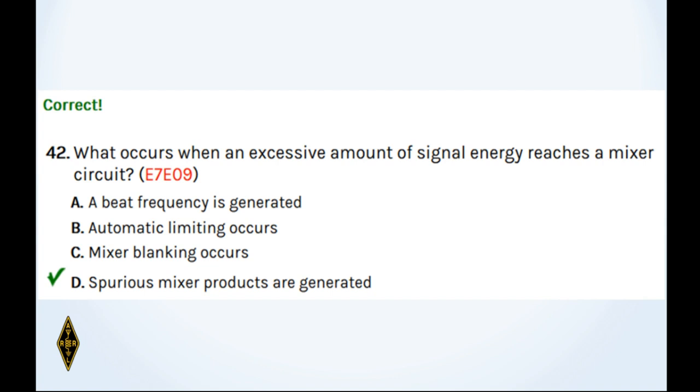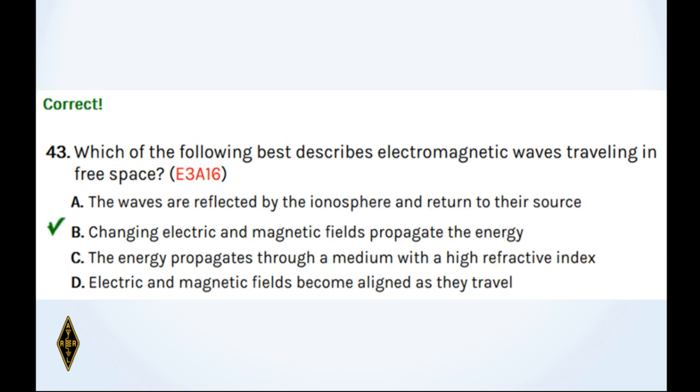And 42, what occurs when an excessive amount of signal energy reaches a mixer? Well, a mixer circuit is a nonlinear circuit, so if you overdrive it, you're going to get distortion, you're going to get spurious mixer products, you're going to get junk on the output. So 42D. And 43, which of the following best describes electromagnetic waves traveling in free space? Back to basics. You have changing electric and magnetic fields which propagate the energy. So 43B. Yeah, right, 43B.